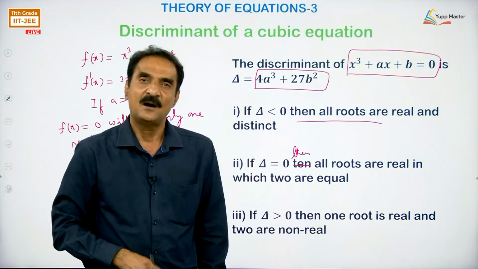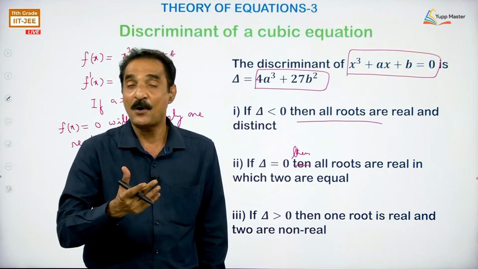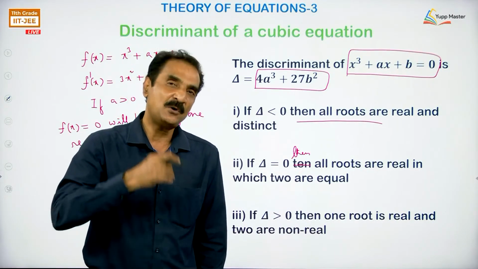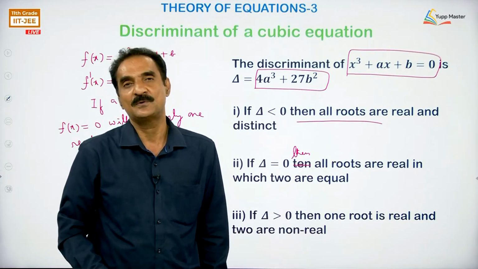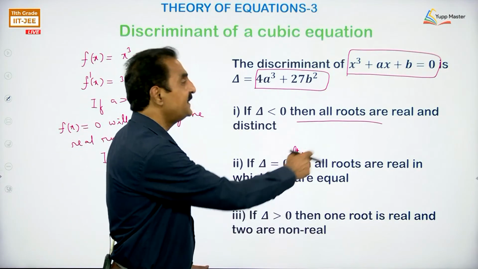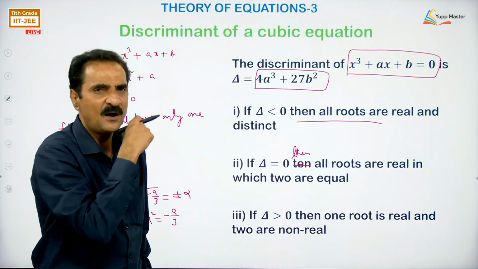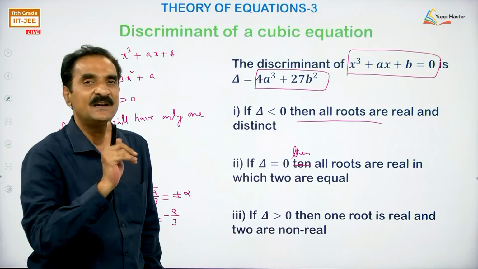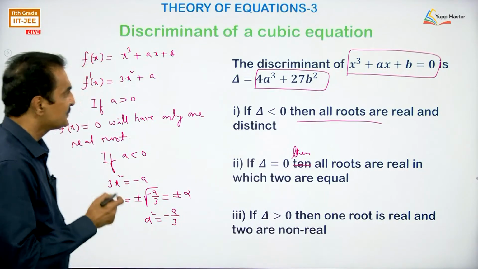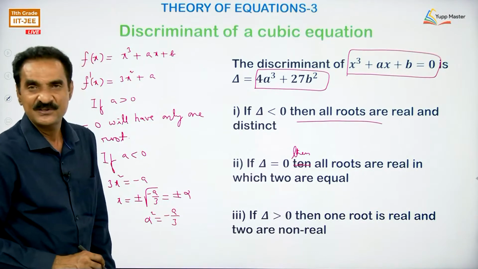Is it not? Not only a cubic polynomial, if you take any polynomial equation of odd degree, it will have at least 1 real root, because an odd degree polynomial varies from minus infinity to plus infinity or plus infinity to minus infinity. So, the graph will definitely intersect the x-axis at at least 1 point. So, this is called the discriminant. If you want, you can solve problems by using the discriminant.